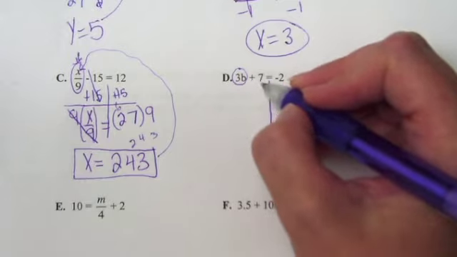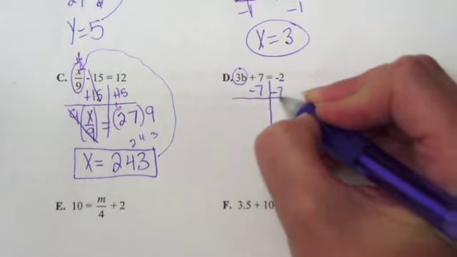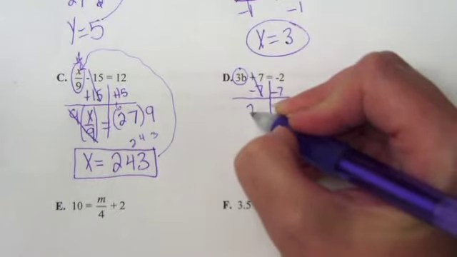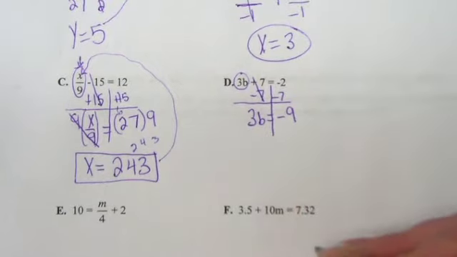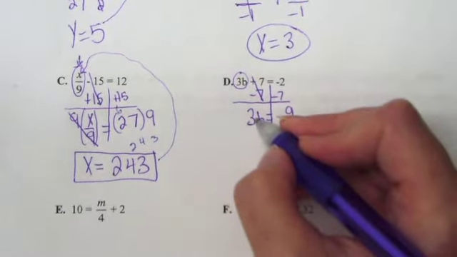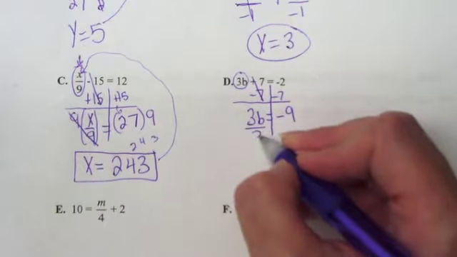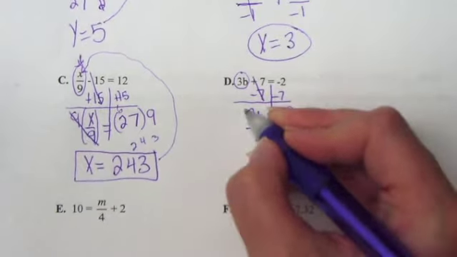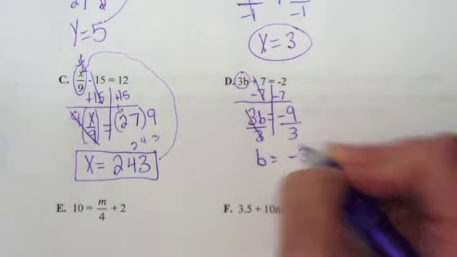First, we're going to work with the positive 7. To get rid of that, we take negative 7 on both sides. So we get 3b equals negative 9. Okay, and then the b, notice it's being multiplied by the 3. So the opposite of multiplication is divide by 3 on both sides, and that will get the b by itself completely. So you get b equals negative 3.